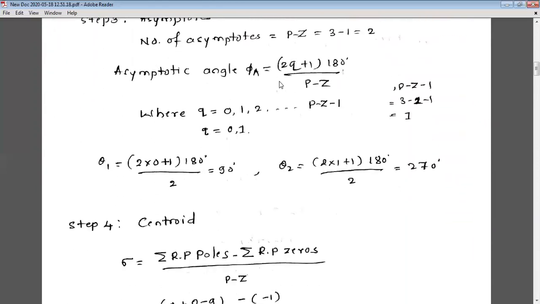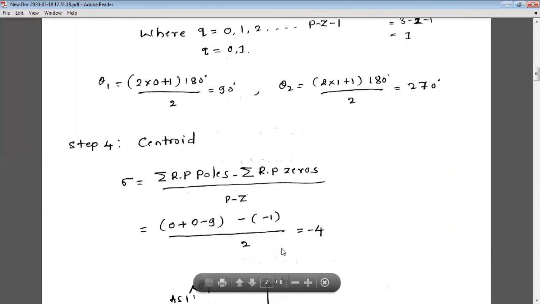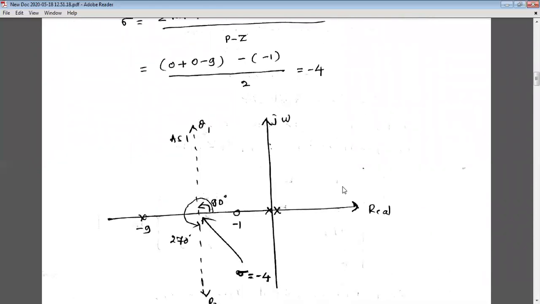Similarly here, we are considering only the real part, so that is 0 plus 0 minus 9 minus the real part of the zero, which is minus 1, right? So substitute back all these values. So you'll get minus 4 as the centroid, right? So this is the centroid value.